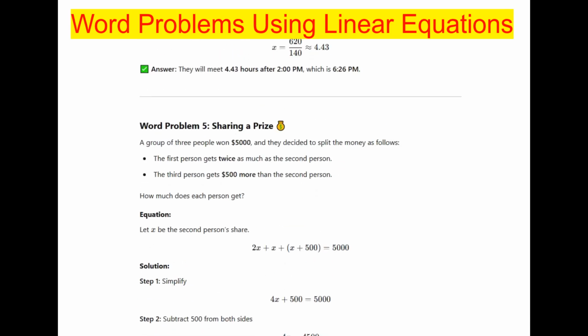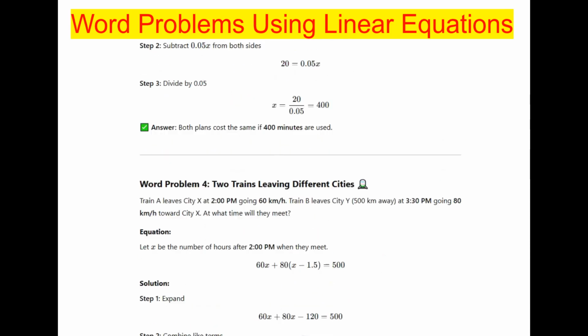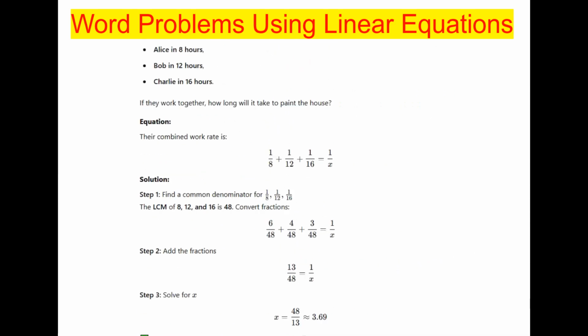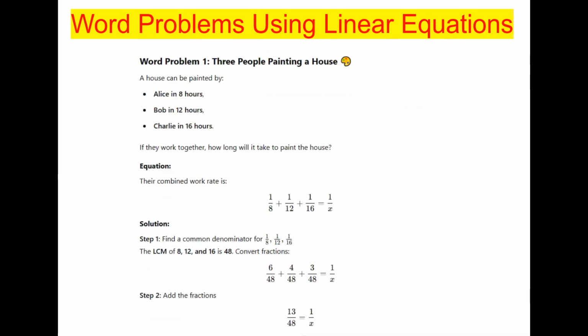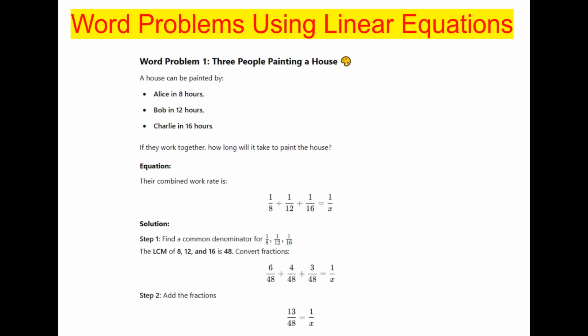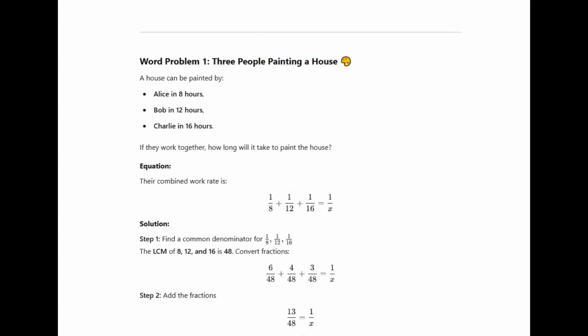Nonlinear equations, along with detailed step-by-step solutions. Word problem 1, 3 people painting a house. A house can be painted by Alice in 8 hours, Bob in 12 hours, Charlie in 16 hours. If they work together, how long will it take to paint the house?